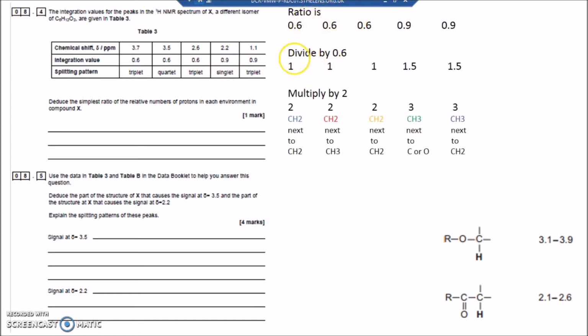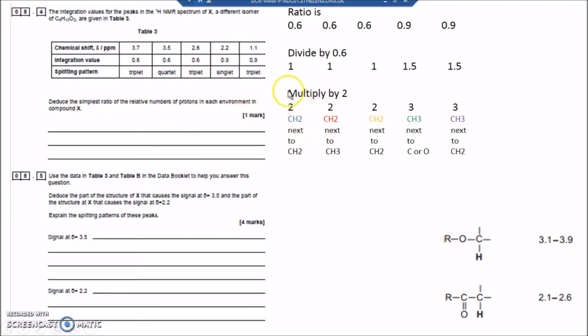So what I do is I divide by the smallest. I divide by 0.6, and then that gives me 0.6 divided by 0.6 is 1, 0.6 divided by 0.6 is 1, 0.6 divided by 0.6 is 1, 0.9 divided by 0.6 is 1.5, 0.9 divided by 0.6 is 1.5. I multiply up, so now I've got 2, 2, 2, 3 and 3. And that gets me my 1 mark for this question.